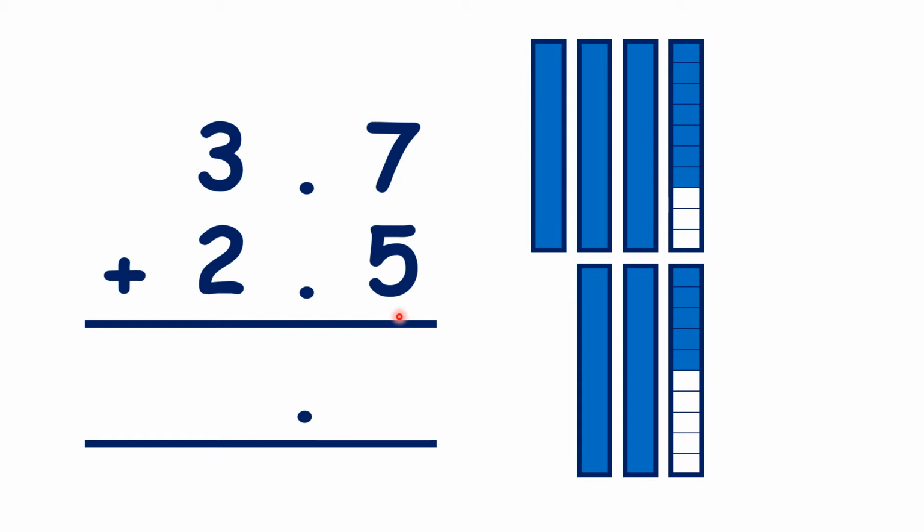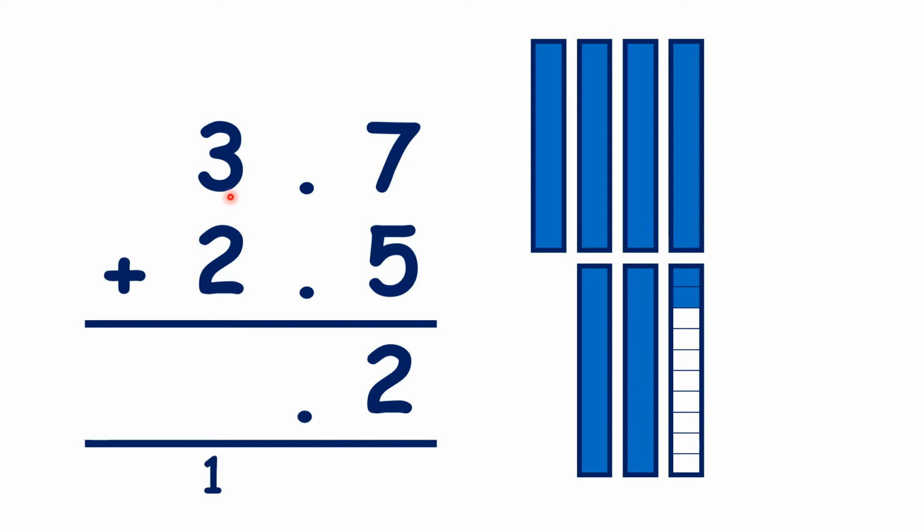But 12 tenths is the same as 1 and 2 tenths, because we can see that if we move these 5 tenths up, we have a whole full rectangle and then 2 tenths of another one. Now because we've made 1 unit by adding tenths, we can write a 1 under our units column, then our 2 remaining tenths can go in our answer line.